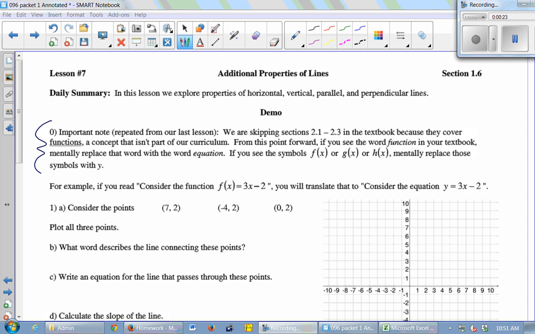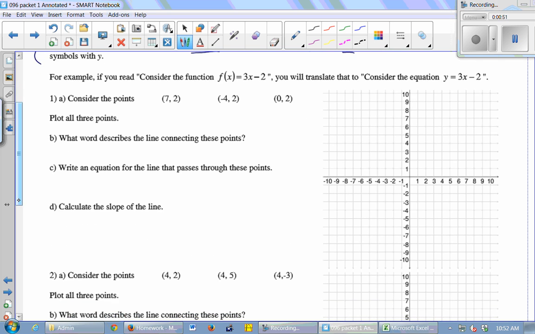From this point forward, there's a little bit of vocabulary changing. If you see the word function, replace that with the word equation anywhere in your textbook. Just do a little mental replacement. And if you see these symbols that look like f(x), g(x), h(x), just mentally replace those with a y. When you take college algebra, you'll actually learn what those things are. For example, if you saw f(x) = 3x - 2, you would translate that to y = 3x - 2.